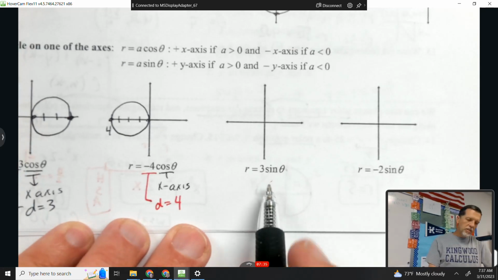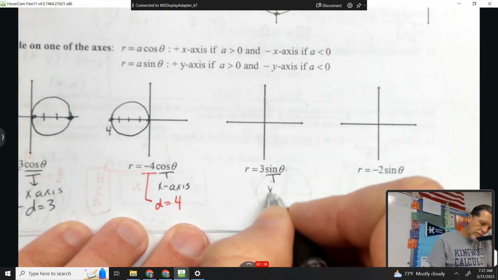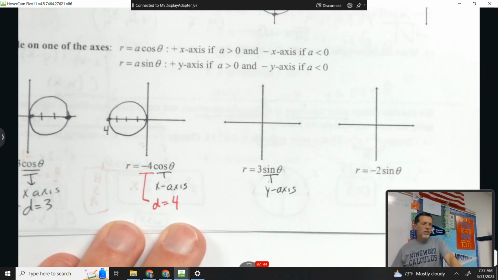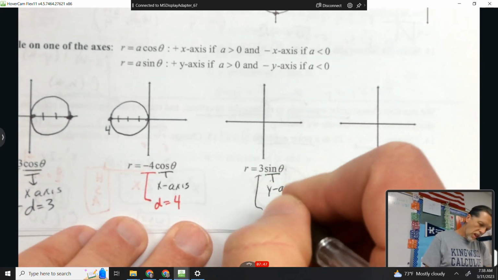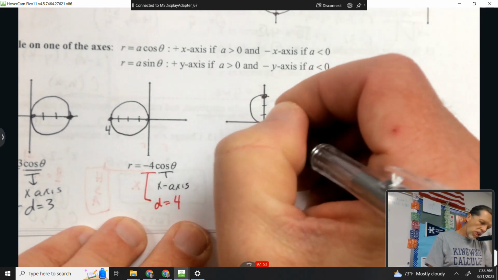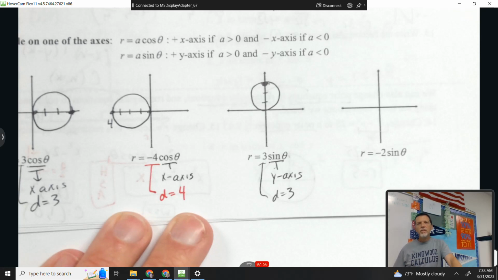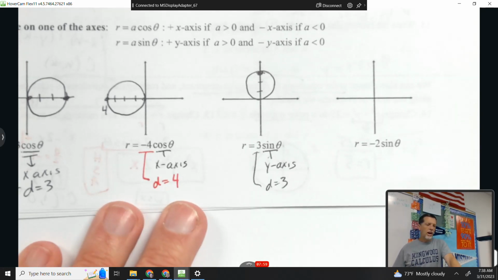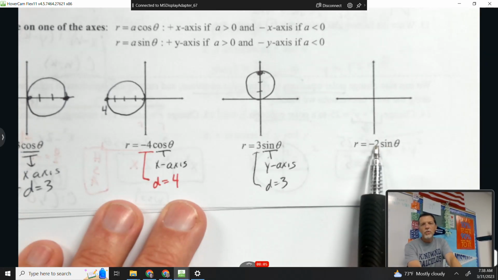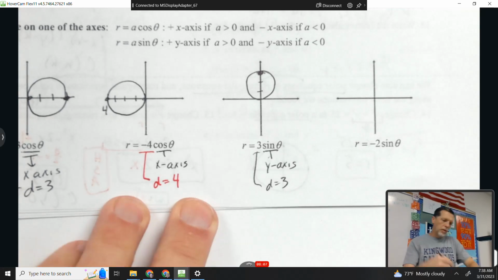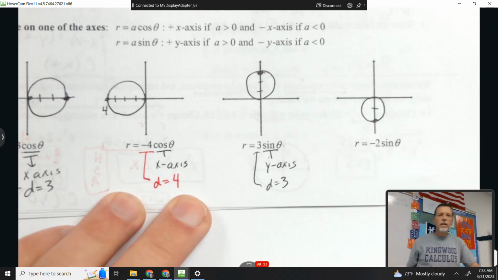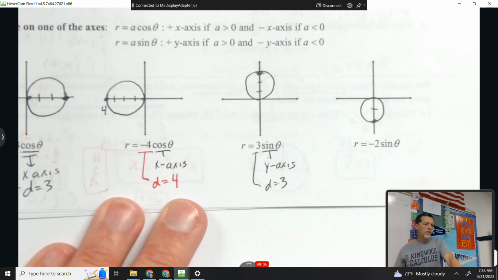R equals 3 sine theta. So sine means it's going to be on the y-axis or have a y-axis orientation. Diameter is 3. Let's go up 3. And there's my circle. And then that last one, y-axis orientation, diameter 2, but negative means it's flipped, so we'll flip it to the bottom. And there we go. So circles aren't too bad.